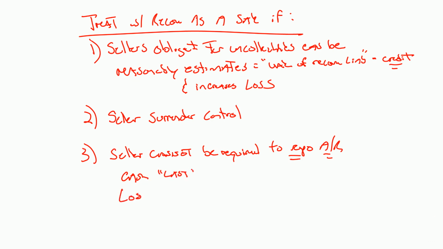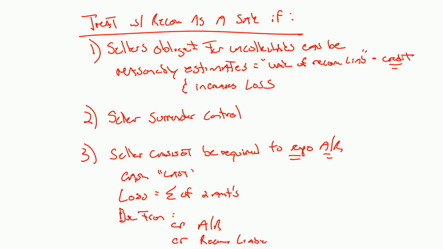We're going to have a loss, which is going to be the sum of two amounts, as you're going to see. We're going to have a due from the factor again, as you'll see. We have two credits, though. Credit number one, accounts receivable, and then another credit, our recourse liability. Okay, so we'll have three debits and two credits. Alrighty, so it's a little bit different than a true sale because we have two credits.